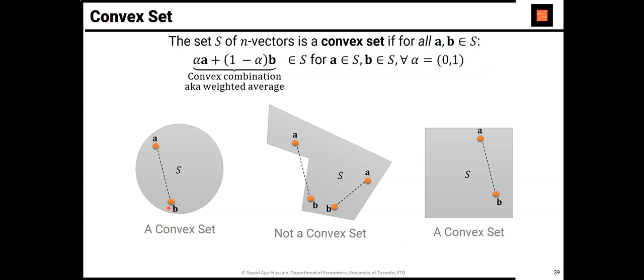So it doesn't matter where I pick A and B. Any place where I pick points A and B, the weighted average of those 2 points will always be in the set. This is not a convex set because if I chose these 2 points A, B, those weighted averages are in the set. But had I chosen those A's and B's, some weighted averages are outside the set. So that's not a convex set. This is again a convex set because no matter whether I choose A and B, the weighted averages are always going to be in the set. So a convex set rules out jagged edges. It has to be smooth, right?